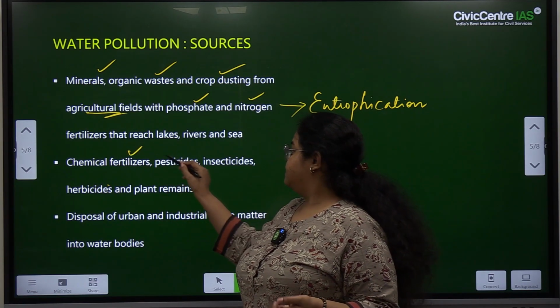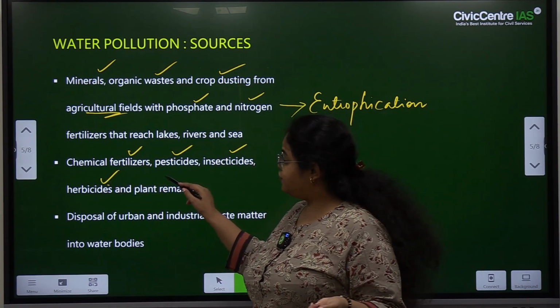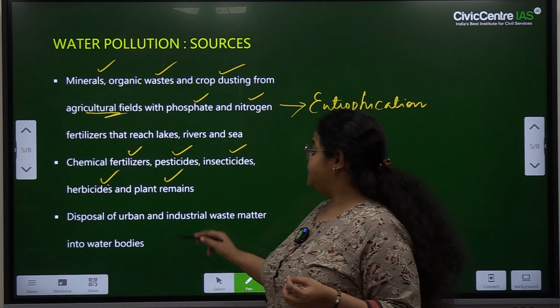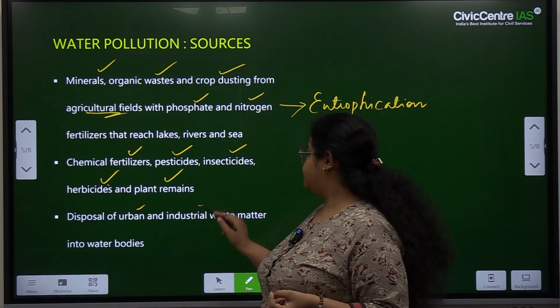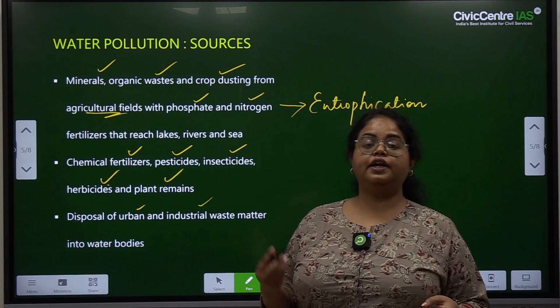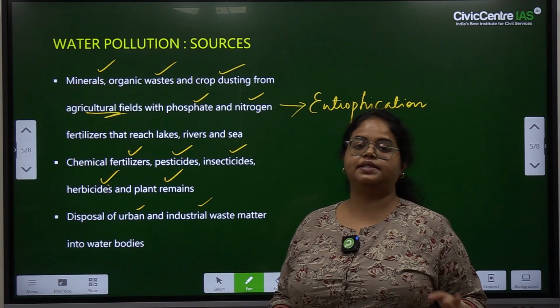Chemical fertilizers, pesticides, insecticides, herbicides and plant remains also tend to pollute these water bodies. And the disposal of urban and industrial waste matter into the water bodies, as we have seen earlier, also creates disturbances in human health and in the aquatic ecosystems.